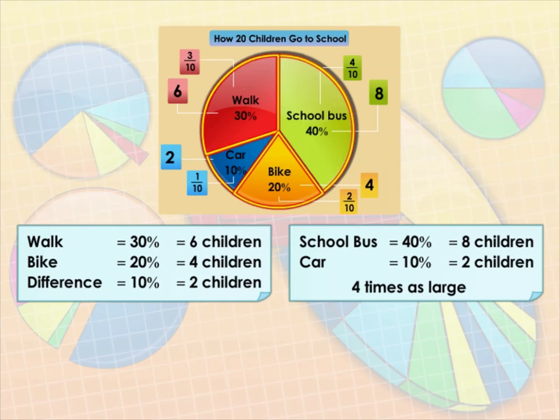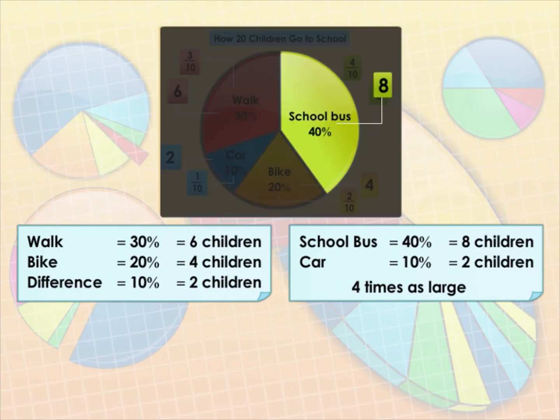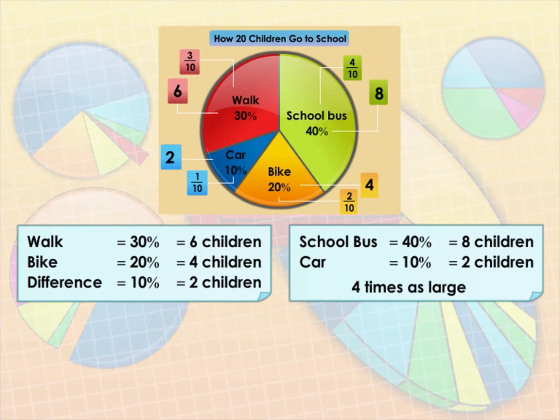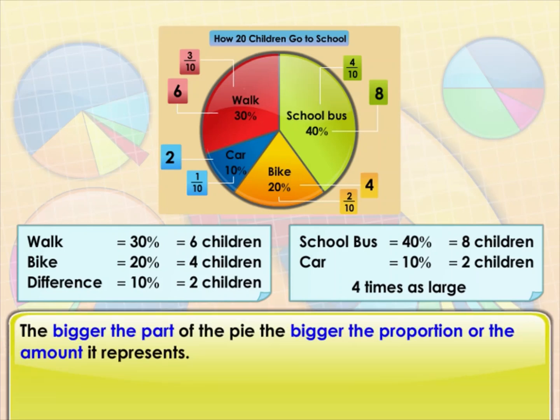What can you conclude from this pie chart? Most of the 20 children go to school by school bus and the least go by car. The bigger the slice of the pie chart, the bigger the proportion or the amount it represents.